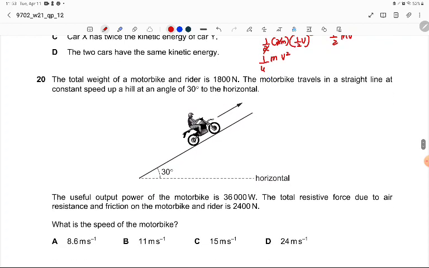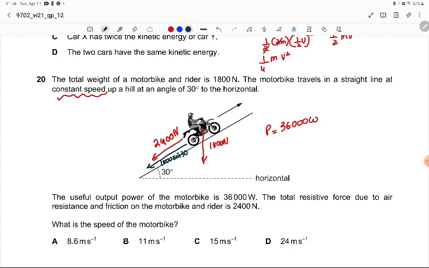The total weight of the motorbike and the rider is 1800. So that is the weight. The motorbike travels in a straight line at constant speed. Okay, so constant speed, at an angle of 30 degrees to the horizontal. The useful output power of the motorbike is this. Okay, so this is the useful power output, which is 36,000 watts. The total resistive force due to air resistance and friction on the motorbike and the rider is 2,400 Newton. Okay, this is the resistive forces and the friction. Now the problem is that there is also a component of weight down the slope, and that is going to be acting this way as well, and that is going to be 1800 sine 30. So that is a component that is down the slope.